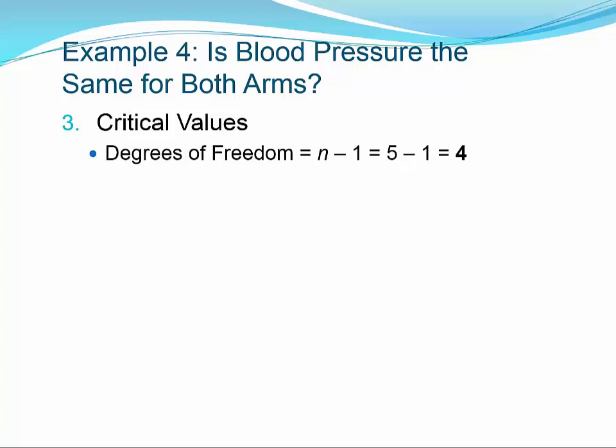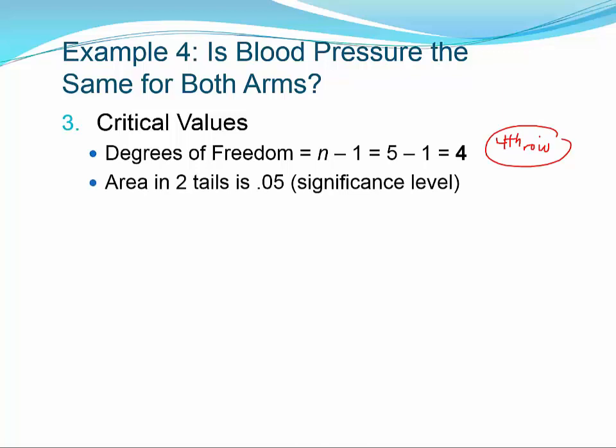Okay, so we had a total of 5 matched pairs, so if we take away 1, we get 4. So we want to go to the 4th row of table A3. The area in two tails, again, that was a not equal. So the area in two tails is 0.05. So you're going to go to that, and that gives us the critical values plus or minus 2.776.